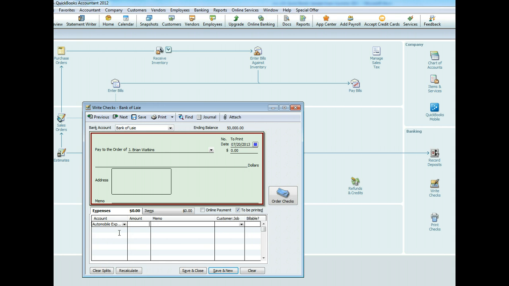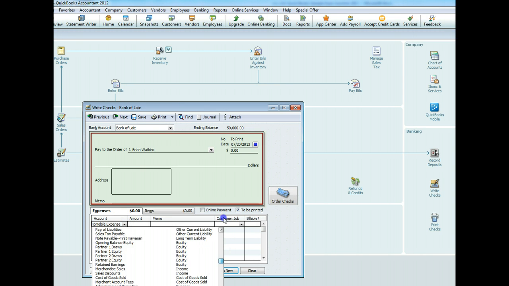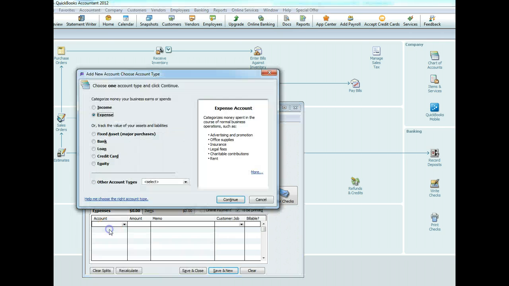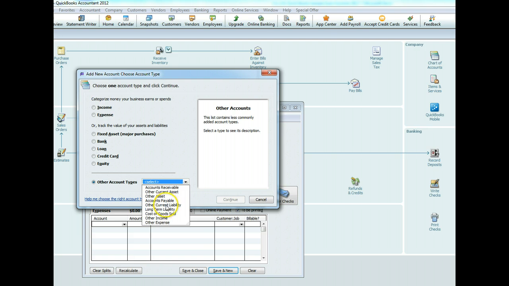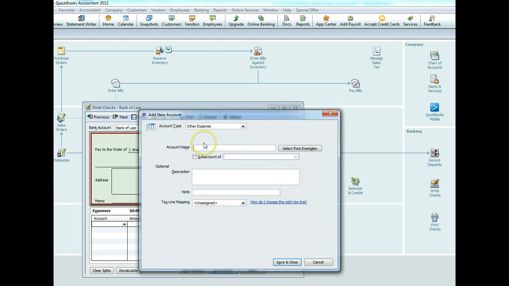But let's take a look. This is purely for inventory. So we're going to need to drop that into inventory. So we're going to create our inventory account. So this is an other, and we'll make it an other expense. Call it inventory adjustment.